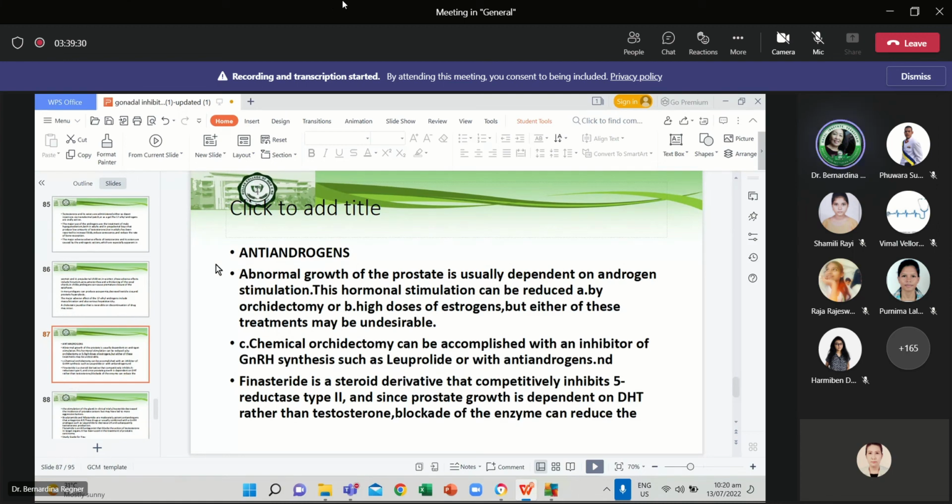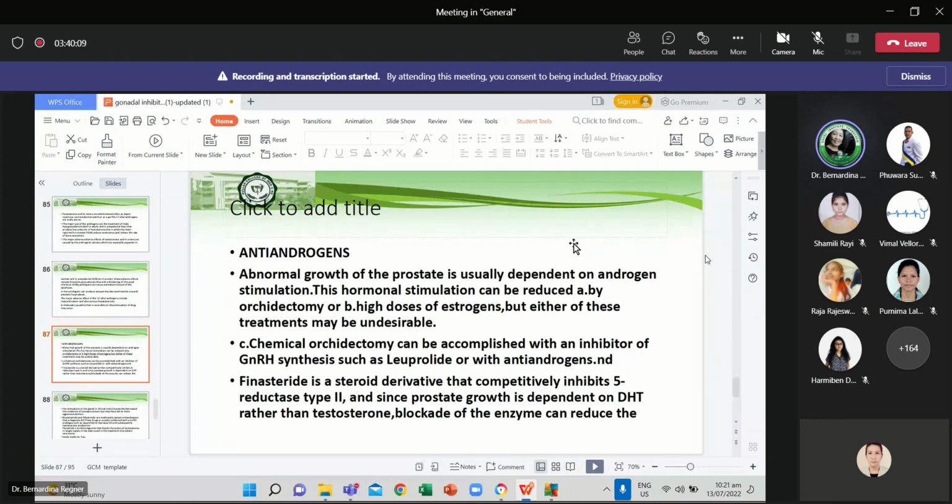Abnormal growth of the prostate is usually dependent on your androgen stimulation. This hormonal stimulation can be reduced by, number one, orchidectomy. What is the meaning of orchidectomy? Removal of the orchids. Huh? What is orchidectomy? Okay, removal of the testes. It's not removal of the orchids, huh?